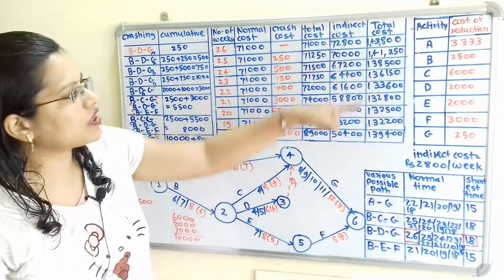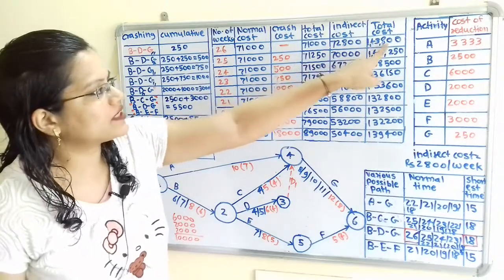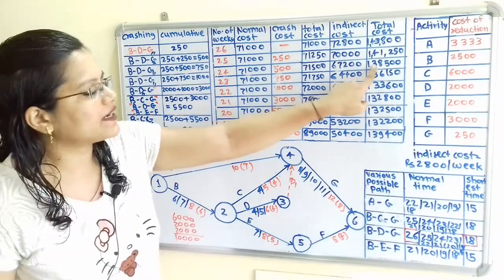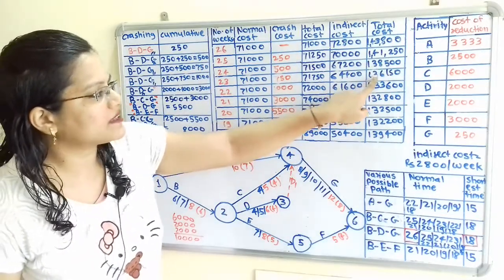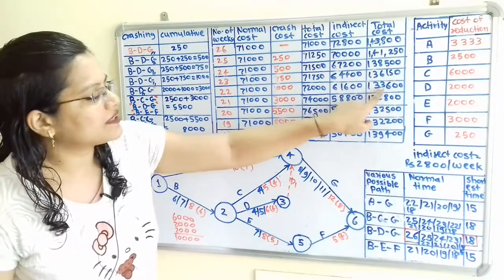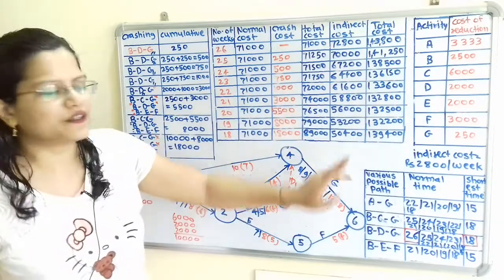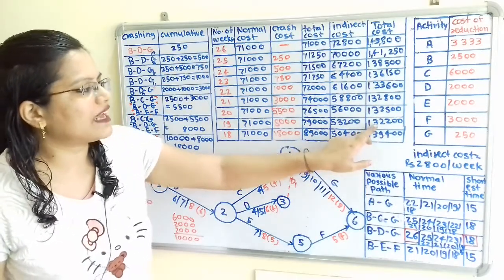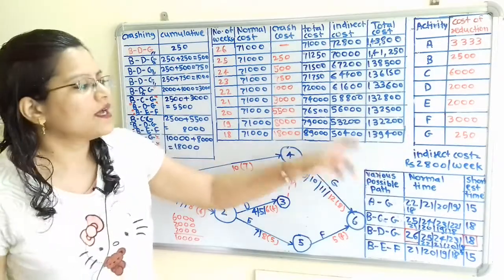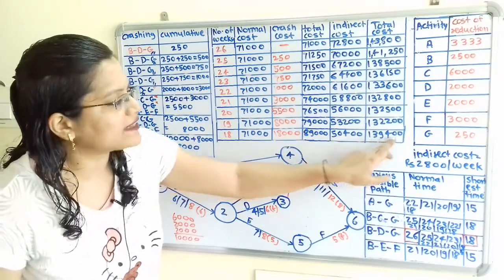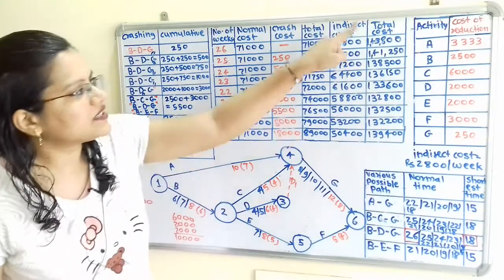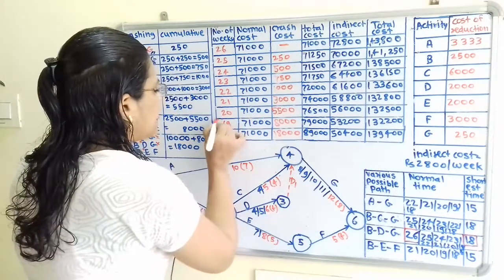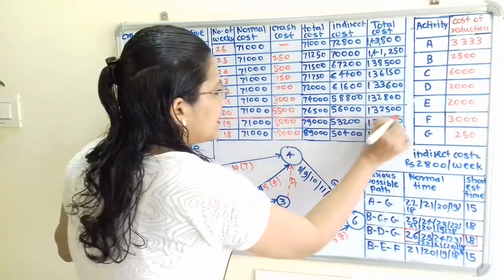If we compare all these costs, here is 1,43,800, 1,41,250, 1,38,500, 1,36,150, 1,33,600. So this cost is getting reduced. 1,32,800, 1,32,500, 1,32,200, but at the last 1,39,400. Now which is the minimum total cost? The minimum total cost is this. So I will make a bracket for this entire block.